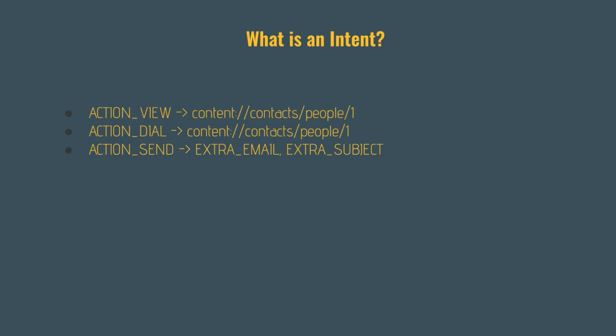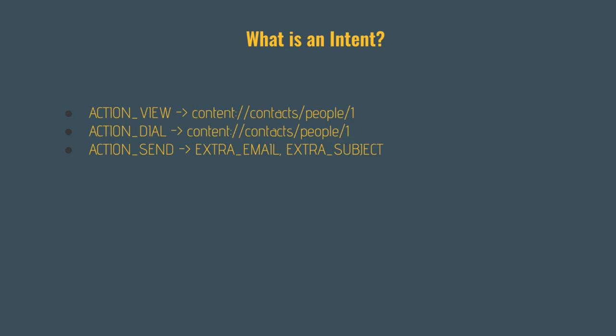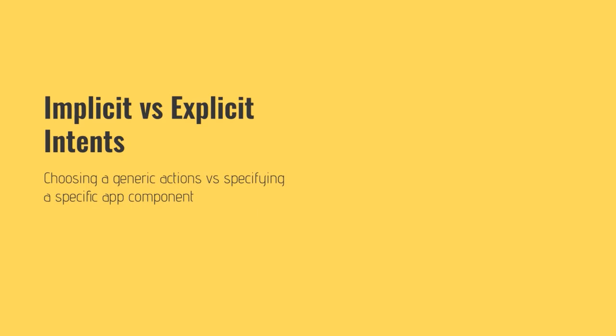Now, another common action could be action send, and this might be used in conjunction with extra data like an email or a subject to compose an intent that lets the system know that I want to send an email. So by combining actions, extra data, URIs, things like that, we can configure the action we want to take. Now there's two types of intents. The intents that we just saw, where we're specifying the action like view, dial, send, these are often what's known as implicit intents. But there's also an explicit intent, and we're going to talk about the difference there.